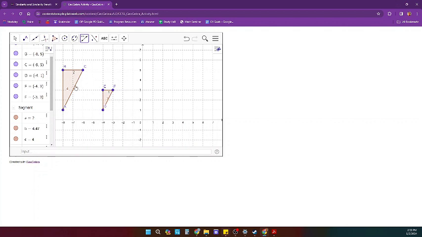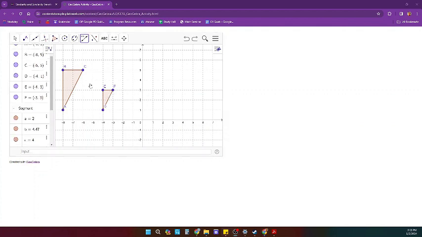And lastly, AC is 4.47, and we have 2.24. And with a touch of rounding, we could say confidently that yes, they are proportional to one another. So all the sides of ABC are proportional to all the sides of DEF. So we can then conclude that they are similar. So using our geometric definitions, we have proved that triangle ABC and triangle DEF are similar.